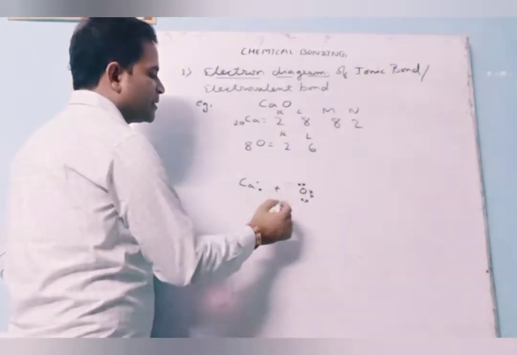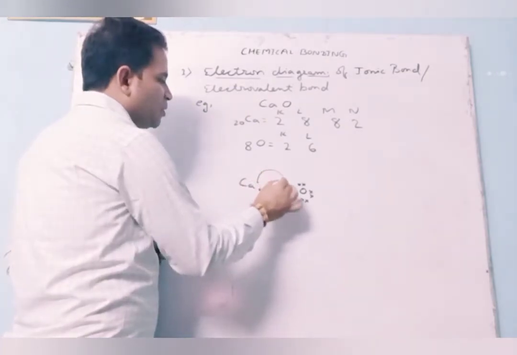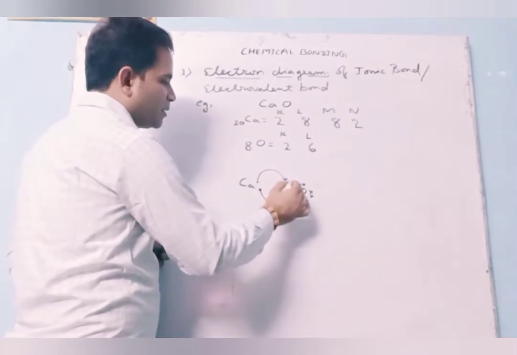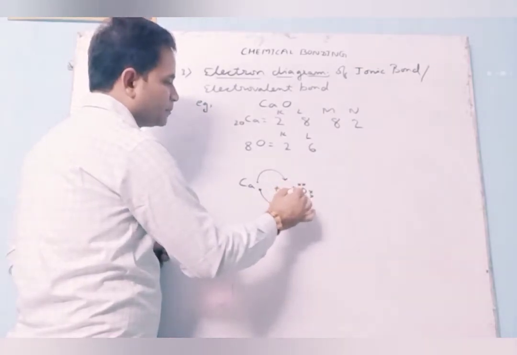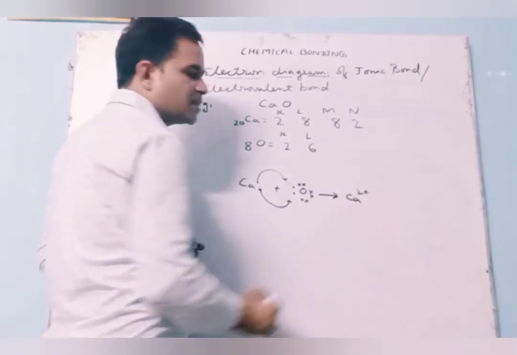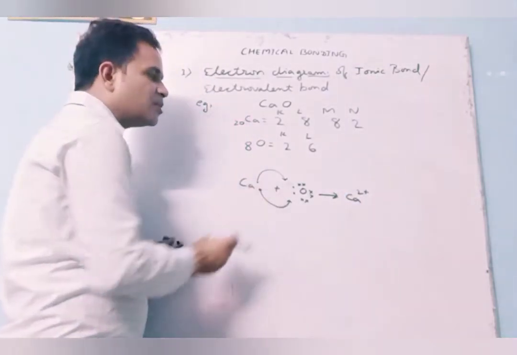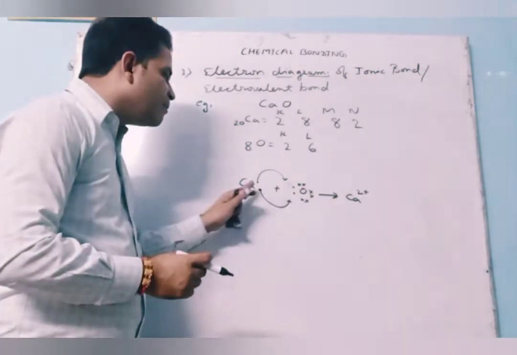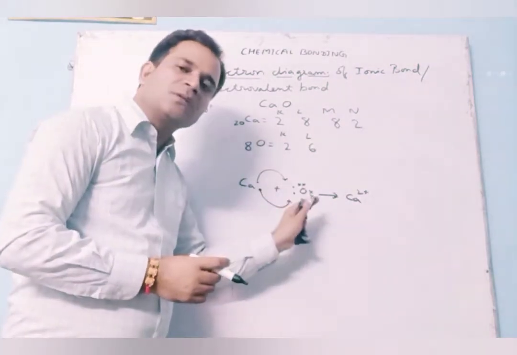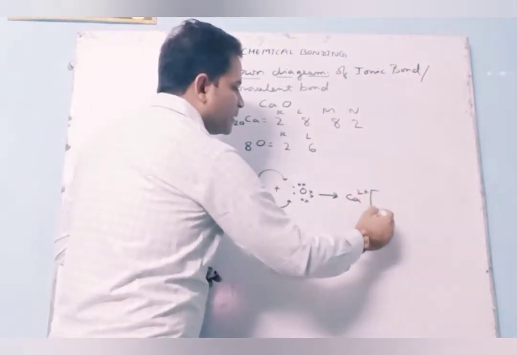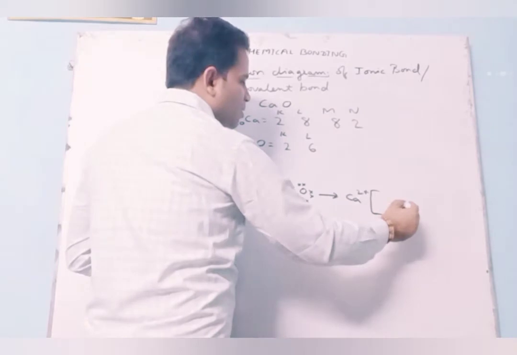to 4 to 6. Now here the 2 electrons are lost by the calcium. So what you see here, calcium 2 plus charge. Why am I saying calcium 2 plus, that is an electropositive charge. Why am I saying this, because the 2 electrons are lost so that it becomes stable, while the oxygen gains 2 electrons.